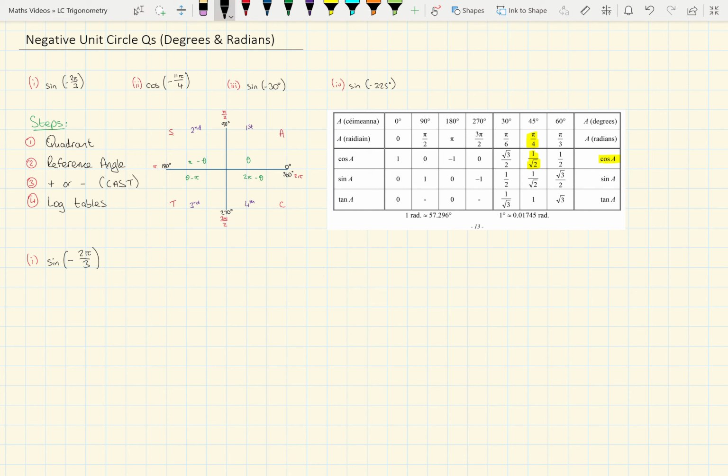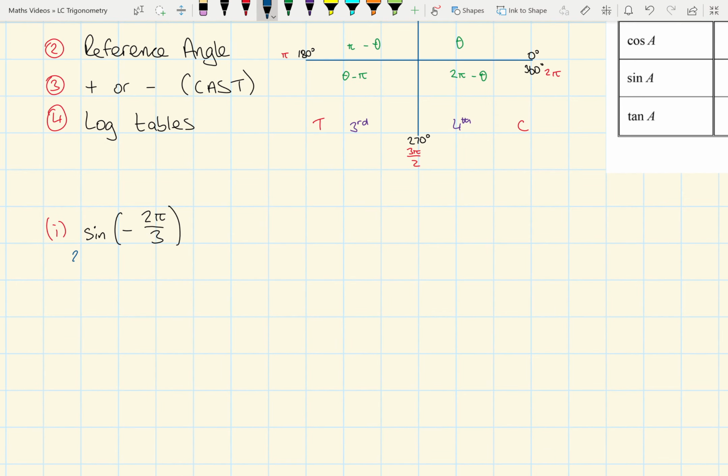So if we have a look here at our first example, we've been asked to find sine of minus 2 pi over 3. First thing we note is that we're in radians, so just keep an eye out for that. So we'll convert to check our angle. So 2 times 180 over 3 into your calculator, and we get 120 degrees.